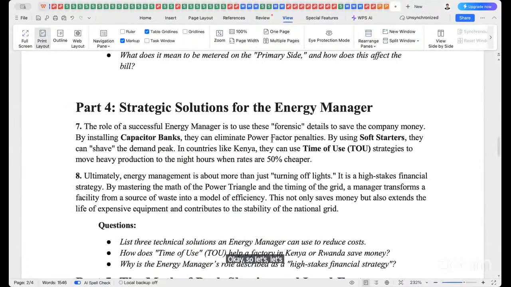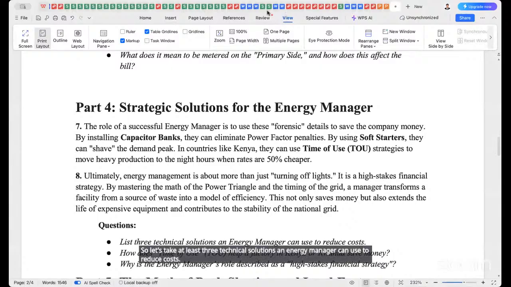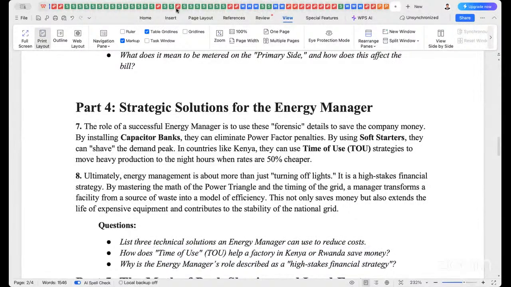Let's take it then. Okay, your background is noisy. So let's take it. List 3 technical solutions an energy manager can use to reduce cost. Okay. Let's hear from Ali Ibrahim.